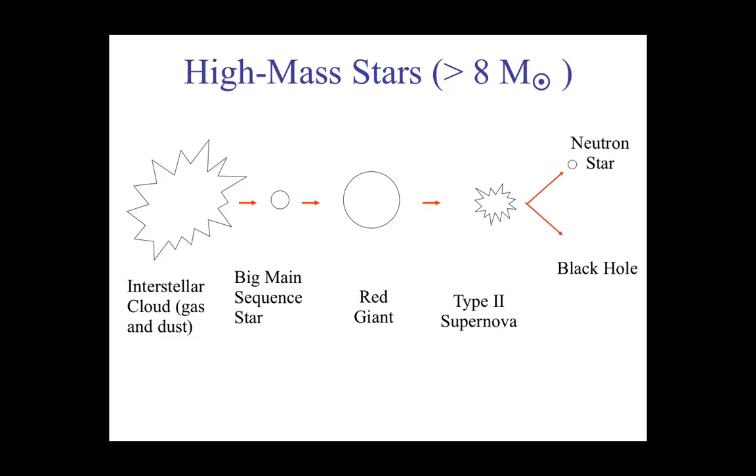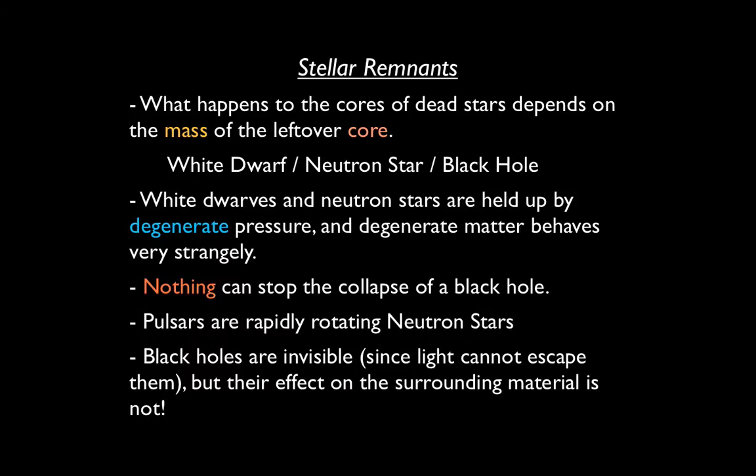So a high-mass star starts as a big main sequence star, also evolves into a red giant, but then ends its life as a type 2 supernova. And what's left behind, the core of the star, will become either a neutron star or a black hole, depending on how massive it is. So today we're going to talk about what's left behind. Stars eject their outer layers through either supernovae or planetary nebulae, but the cores are left behind.